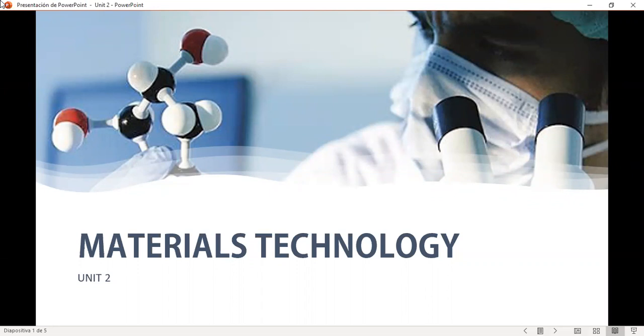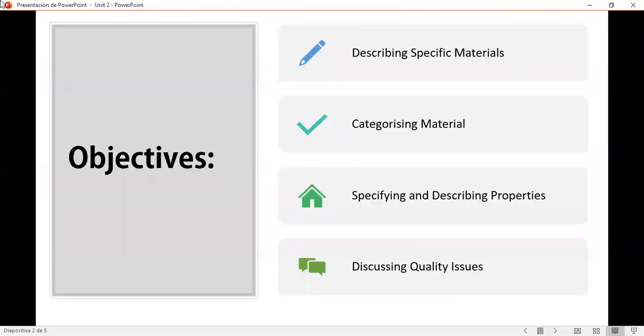Great. So, the title of this unit is Materials Technology. We can imagine a lot of things when we mention the word materials: something that we use to build something, to create something. And of course, with technology. So during this unit of materials technology, we have four main objectives. The first one is to know how to describe specific materials.